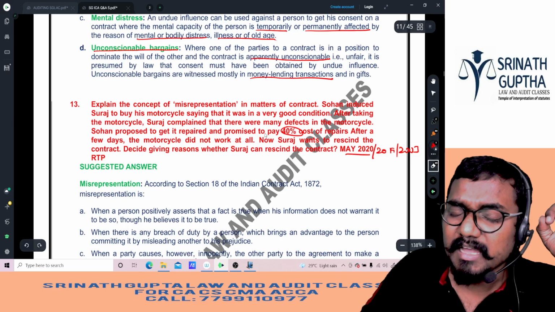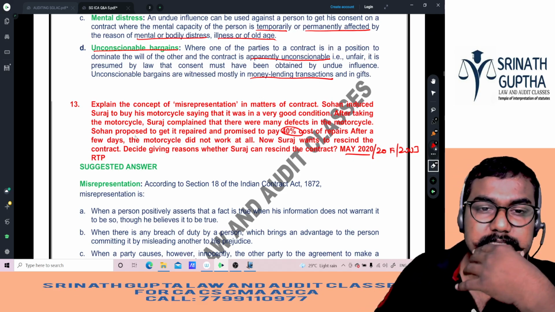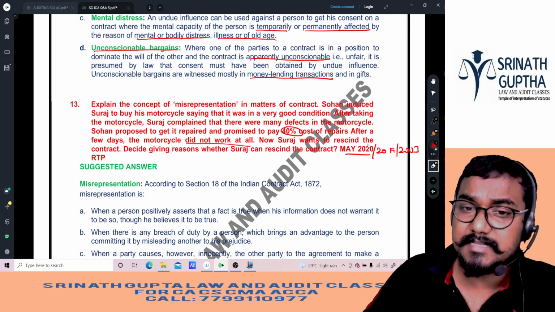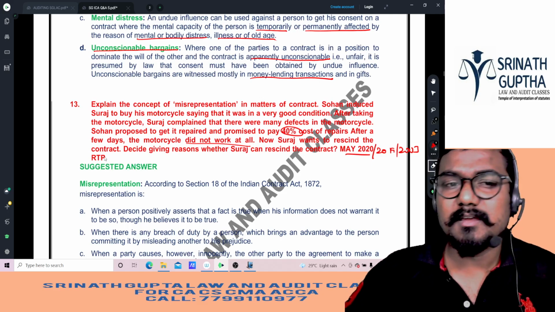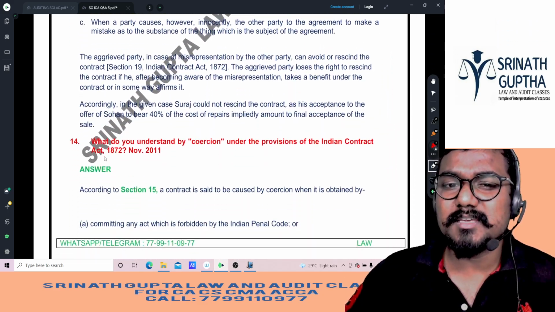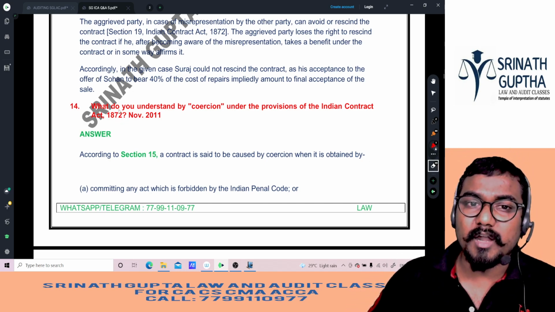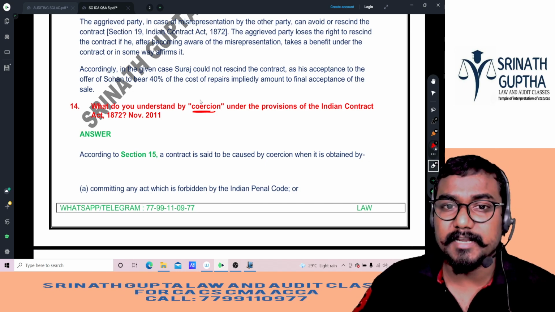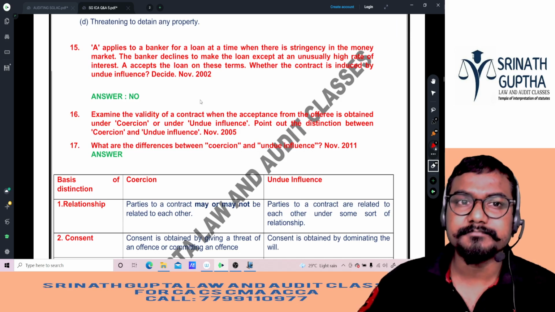40%. That is the final acceptance. The cost of the repairs. After a few days, the motorcycle did not work at all. Now Suraj wants to rescind the contract. Decide, can he? Answer is no beta. Same question is repeating beta. The same questions will come again and again. Next question, what do you understand by coercion under the Indian Contract Act? Repeated.